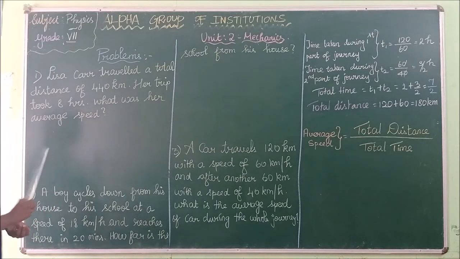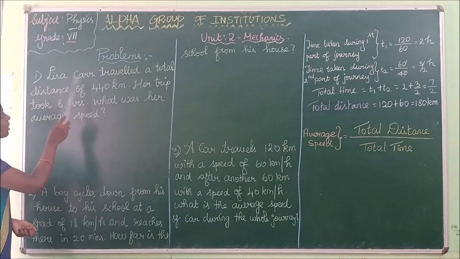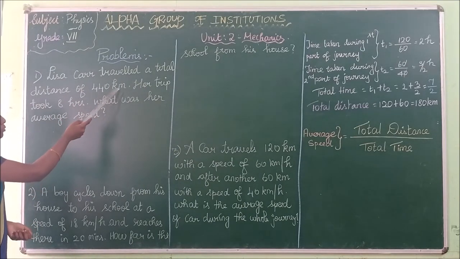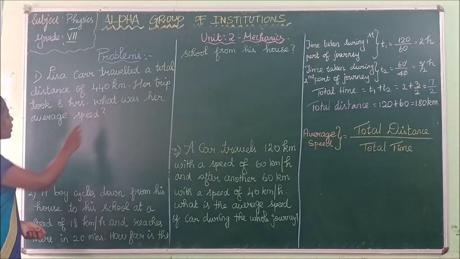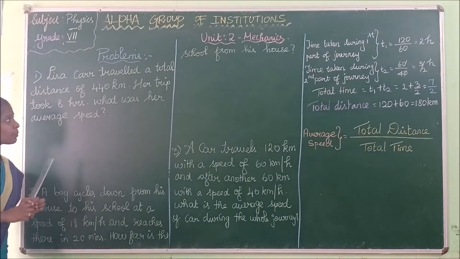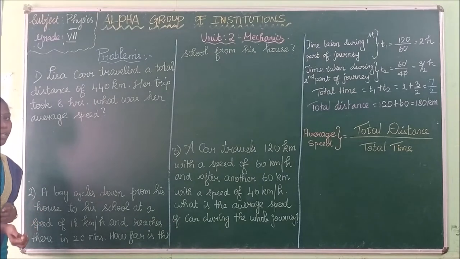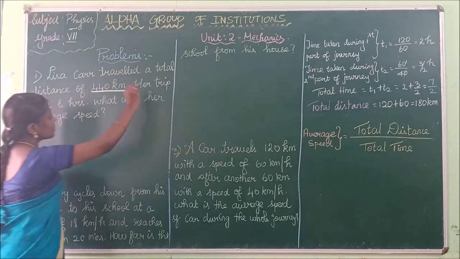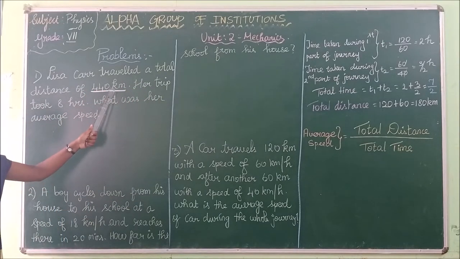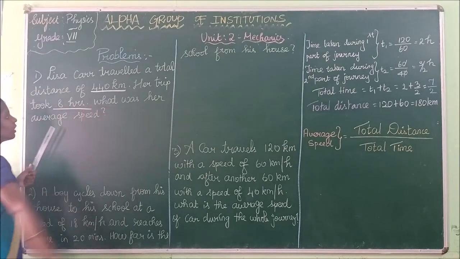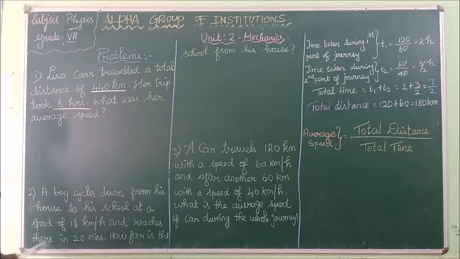Just listen carefully, I will read this question again. A car traveled a total distance of 440 km. Her trip took 8 hours. What was her average speed? What are the quantities given here? They have given total distance. Total distance is 440 km. And time is given here. What is the time given here? 8 hours. They are asking us to calculate average speed.